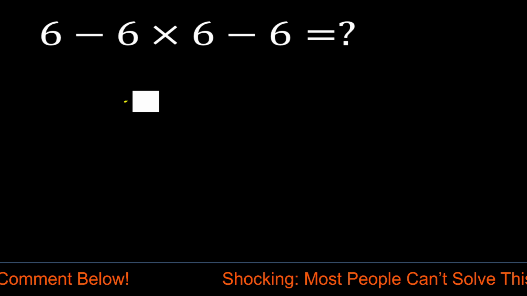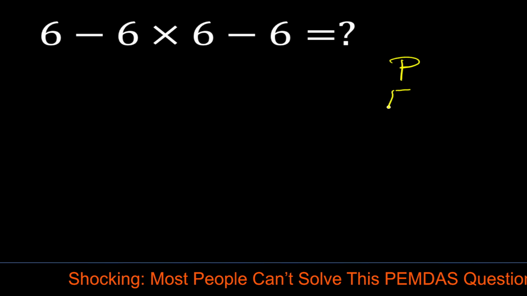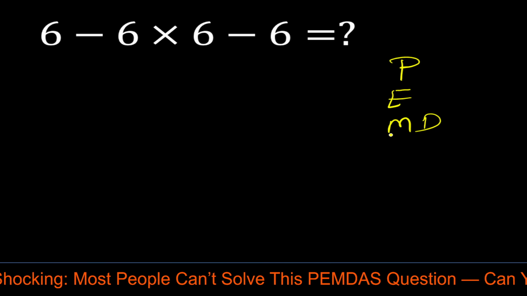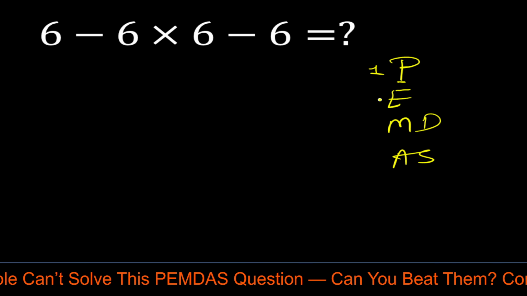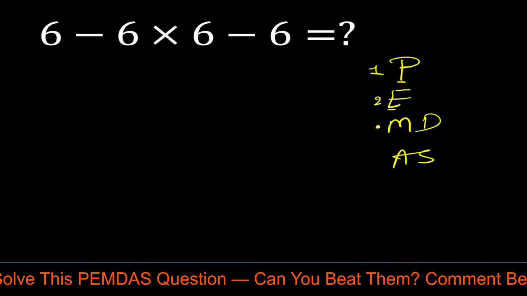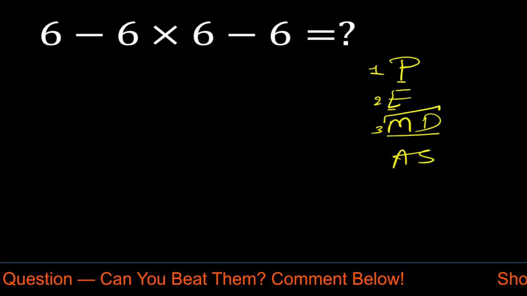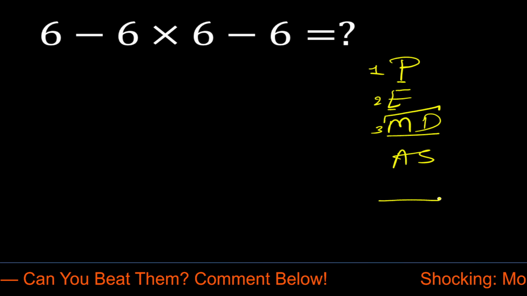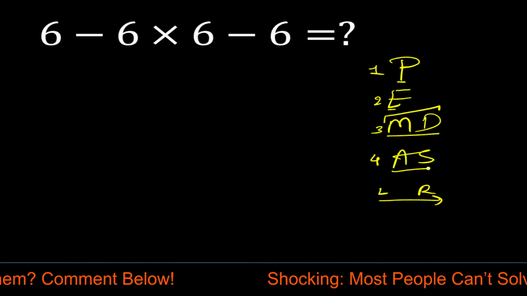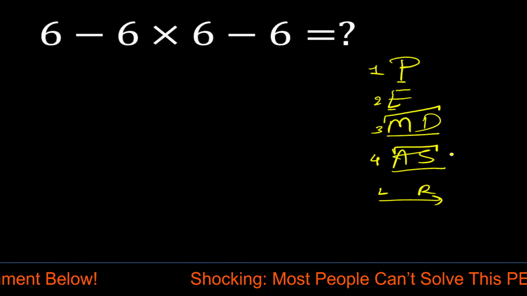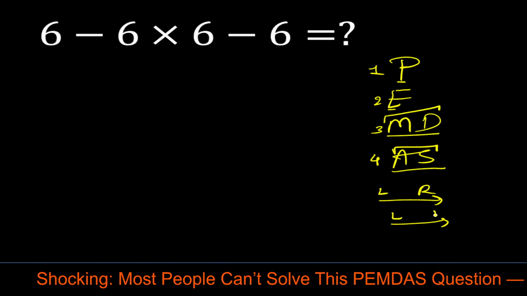So now let's solve this problem correctly by using the PEMDAS rule, right? So PEMDAS, P-E-M-D-A-S. According to the PEMDAS rule, first priority is parentheses, then second priority is exponents, then third priority is multiplication and division. Here multiplication and division both have equal priority, so we have to solve it from left to right. Then the fourth and last priority is addition and subtraction. Also addition and subtraction both have equal priority, so we have to solve it from left to right.